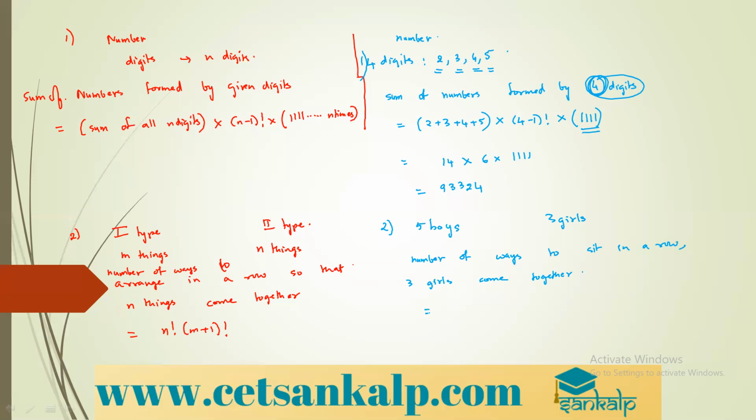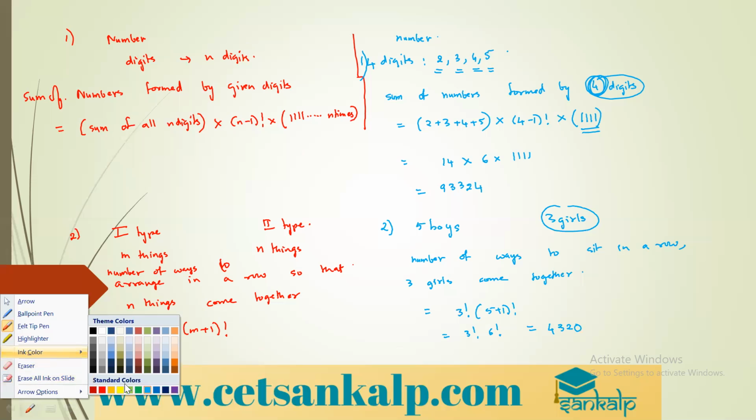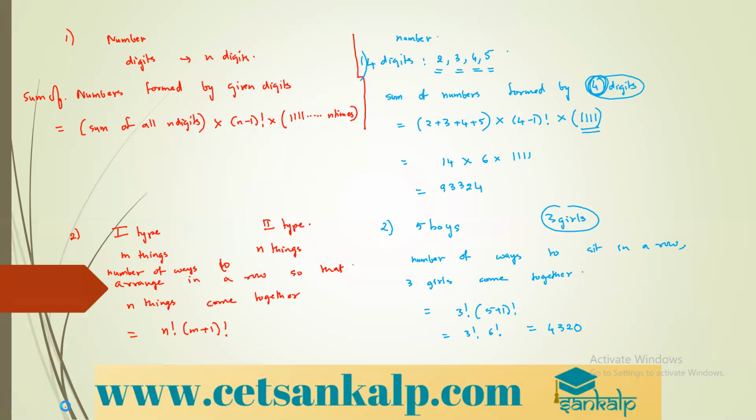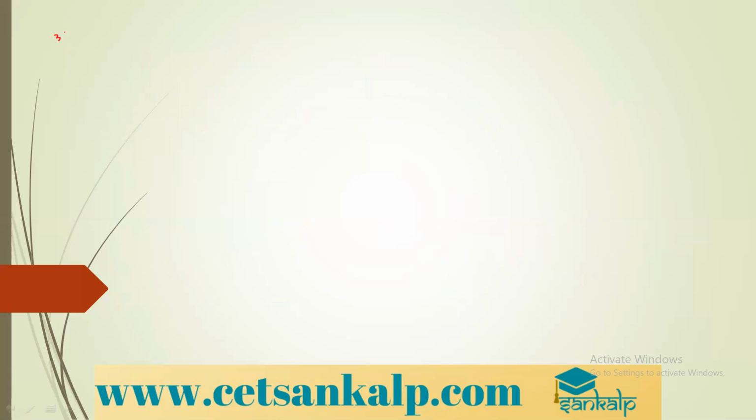So how many ways can you do it? Because all the 3 girls have to sit together, you will take 3 factorial. And then for the boys' arrangement, you will take 5 plus 1 factorial. That will be 3 factorial into 6 factorial, and that is 4,320 ways you can arrange them. Like this, if you learn with examples, you can understand.